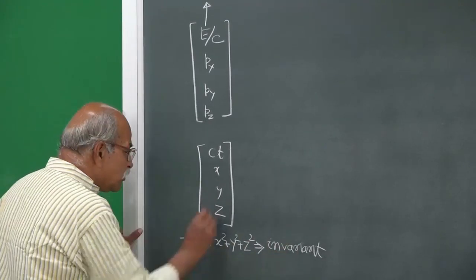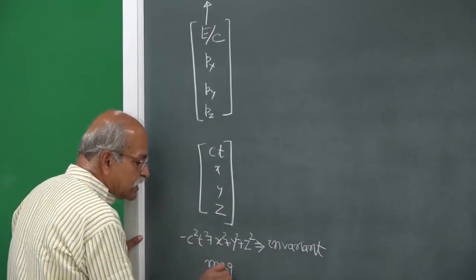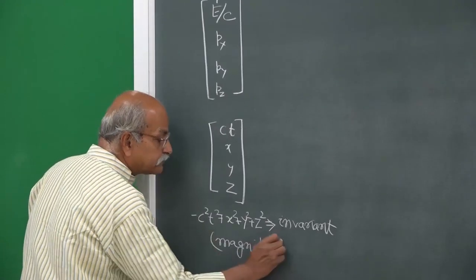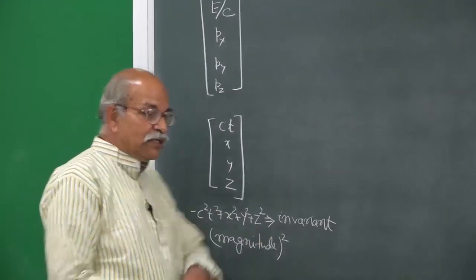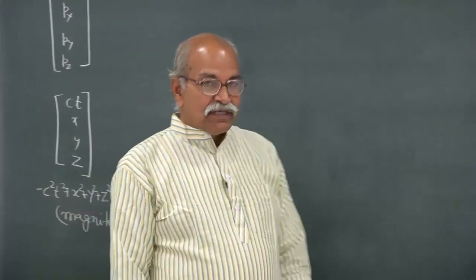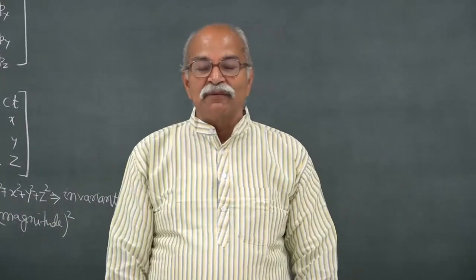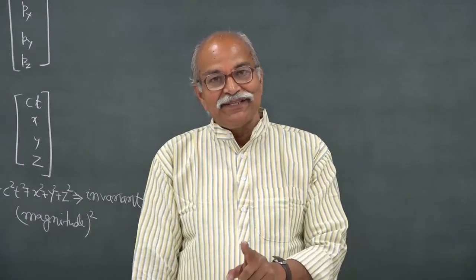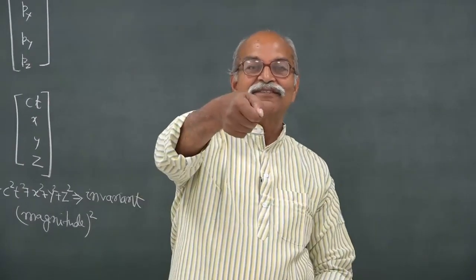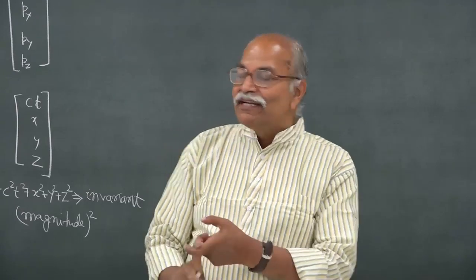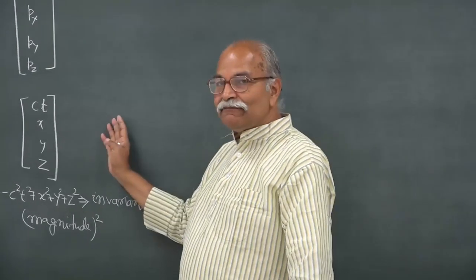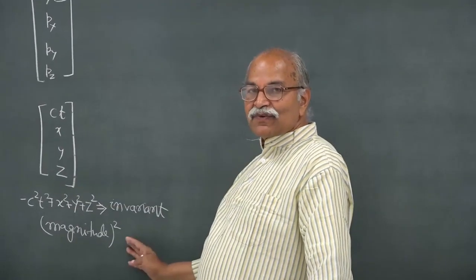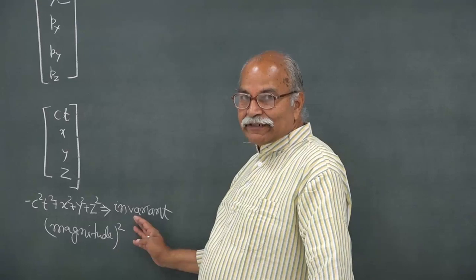So, it is a kind of magnitude square of this vector. When you change frames, when you rotate the frame in 3-dimensional geometry, the components, x, y, z components, change, but the length of the vector does not change. In that same spirit, when we are going from S to S prime, these components will change, but this quantity, which is the magnitude square, will not change.